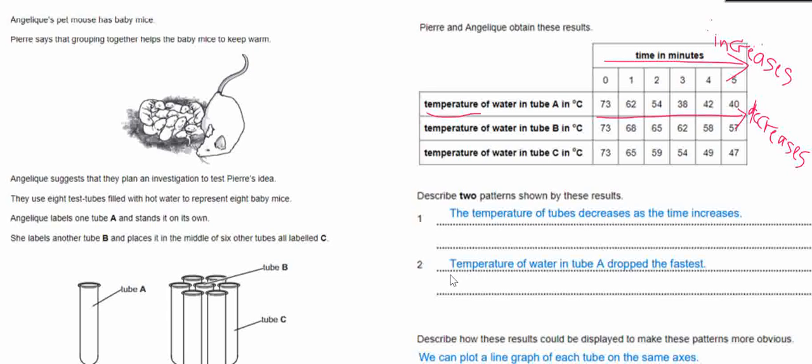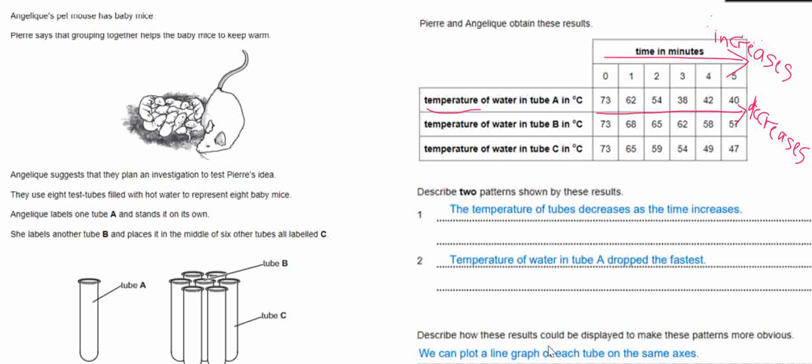And pattern number 2, temperature of water in tube A. If we compare here, it dropped the fastest. We can see A, B, C start with the same temperature, and if we analyze the data, this is the lowest, 40. So that's why we write the temperature of water in tube A dropped the fastest. If you have any other option, write in the comment section.